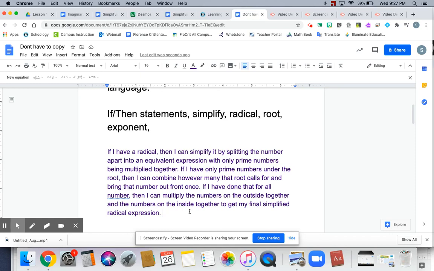So one of the ways that I could go back and edit this is by saying, if I have letters being multiplied together, then I can combine them in the exponents. As we continue to do these, hopefully you'll get better at summarizing the steps of everything we did, using all the vocabulary and talking about it in a very mathematical way.